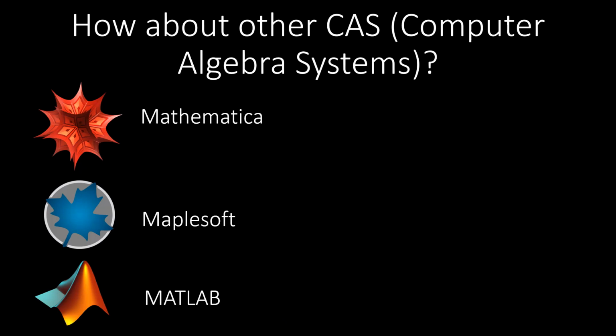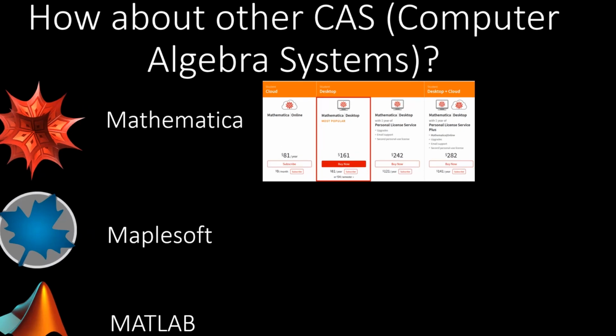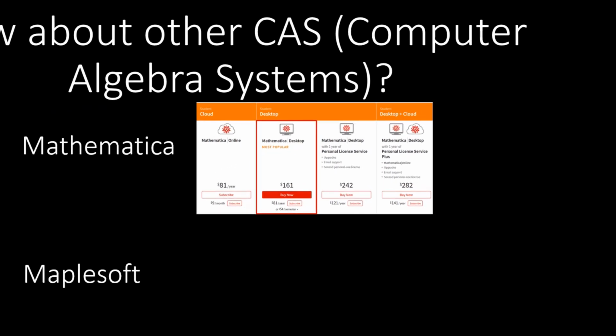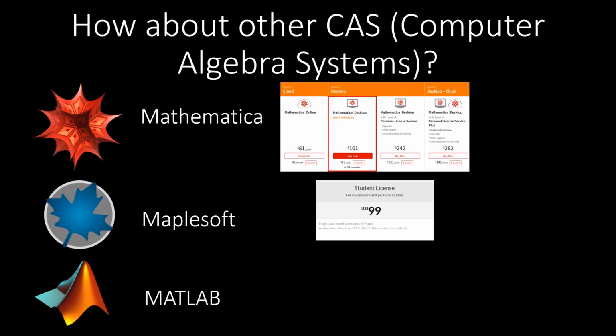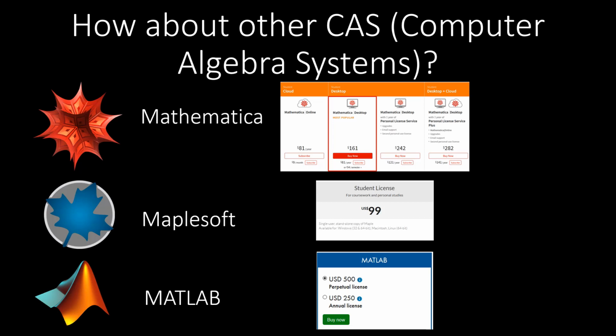Now, one thing I want to mention about the software is that it is not cheap. For example, Mathematica for the student version has the prices that you see right there. If you are not a student and you want to buy Mathematica for your desktop or use it online, the price is a little bit more expensive. Maple has a student license of $100. If you're not a student, then it's going to be a little bit more expensive. And MATLAB is about $100 for a perpetual license. This is for the student version.